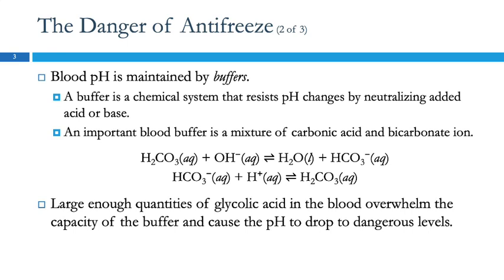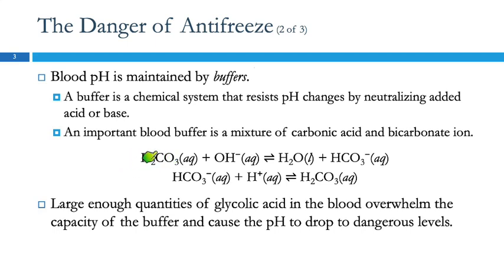So how does our body maintain our blood pH? It does so by the use of buffers. So a buffer is a chemical system that will resist pH changes. You add an acid, it will resist a pH change. If you add a base, it will resist a pH change. An important buffer in blood is the carbonic acid bicarbonate buffer system.